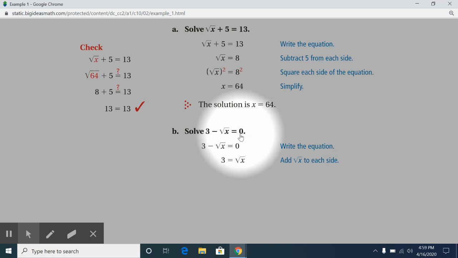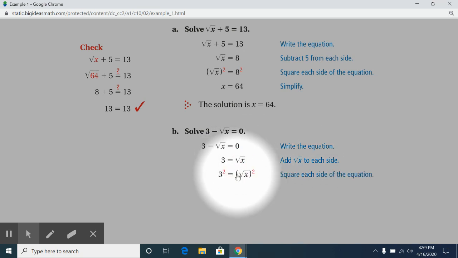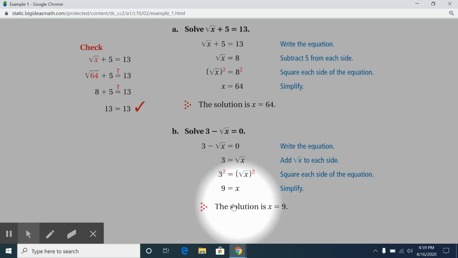We can do that. It's actually the fastest way to solve this. All right, so that's what they did. They added the square root of x to each side of the equation. Then we can square both sides and we get our answer as x equals 9. So our solution is x equals 9.